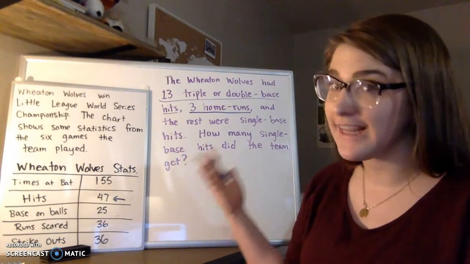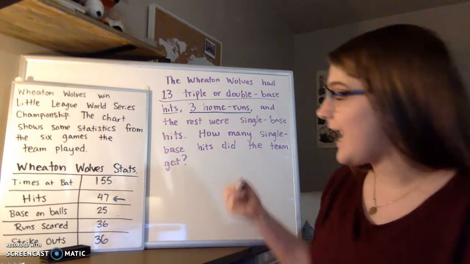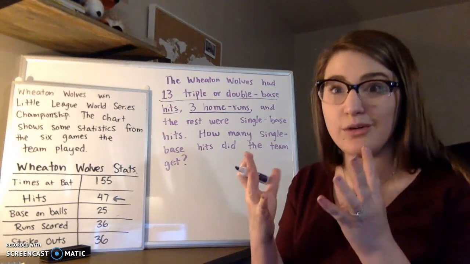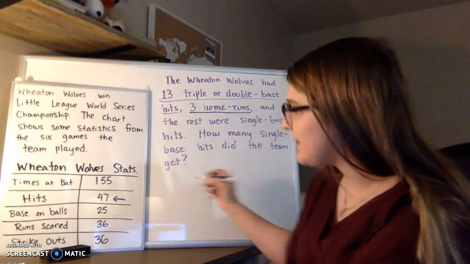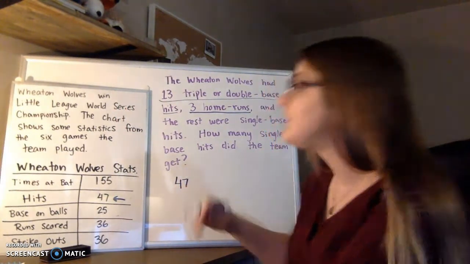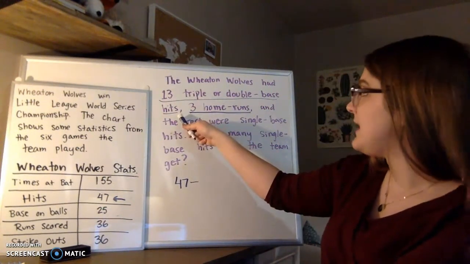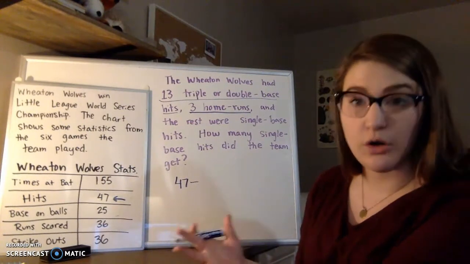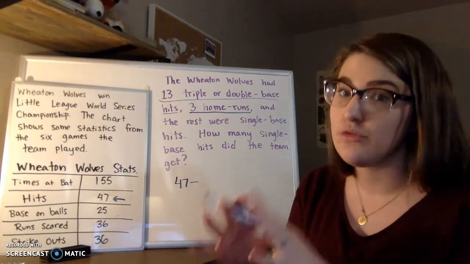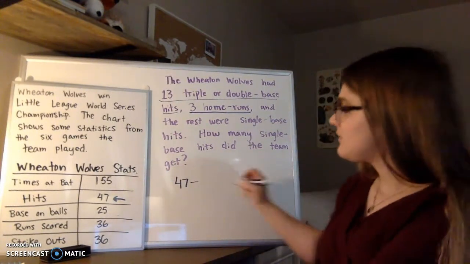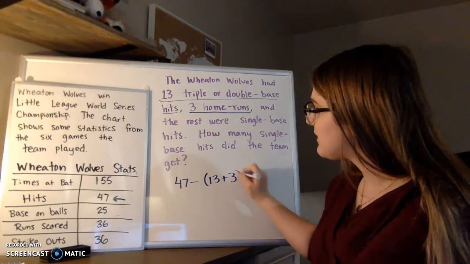All right, so in order to find the answer to this problem, I'm first going to start with the total number of hits that they had, because I know that part of them were single base hits. I want to take away the part that weren't to find out how many were single base. So I'm going to start with my total. So 47 hits, and then I'm going to subtract the number of triple or double base hits and the number of home runs. So I said the word and, meaning I need to combine those two numbers, and then I can subtract it. So I'm going to do 47 minus (13 plus 3).